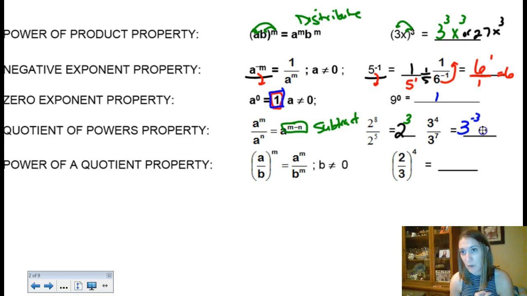So now you're going to have to go back and use that negative exponent property that says, yeah, it's really on the wrong side. So 3 to the 3rd power is now in the denominator with 1 up top as a placeholder in the numerator.